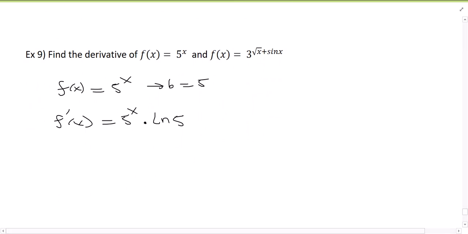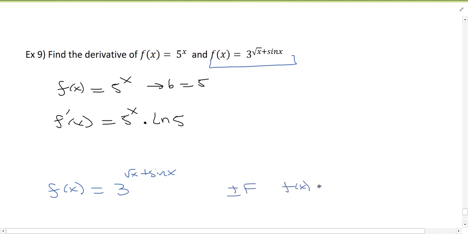Now for the second one, I have 3 to the stuff. So this is going to be f of x equals 3 to the square root of x plus sine x. So I don't have just 3 to the x, right? So big if, if my f of x was just 3 to the x, what will be the derivative?